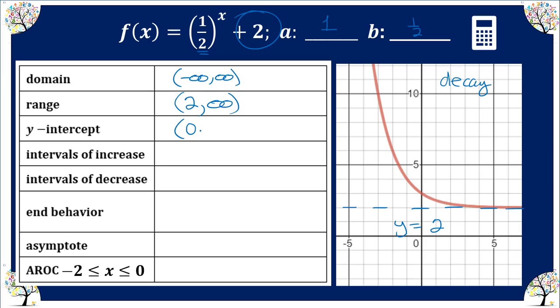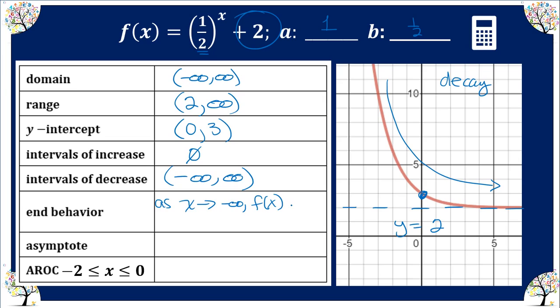Our ordered pair for our y-intercept is 0, 1, 2, 3. Interval of increase, we have none. This graph is always decreasing, so all x values cause it to decrease. My end behavior, as x approaches negative infinity, f of x approaches positive infinity. As we go left on the graph, we go up. Then, as x values increase, the output values approach the asymptote of 2. Our asymptote is y equals 2.